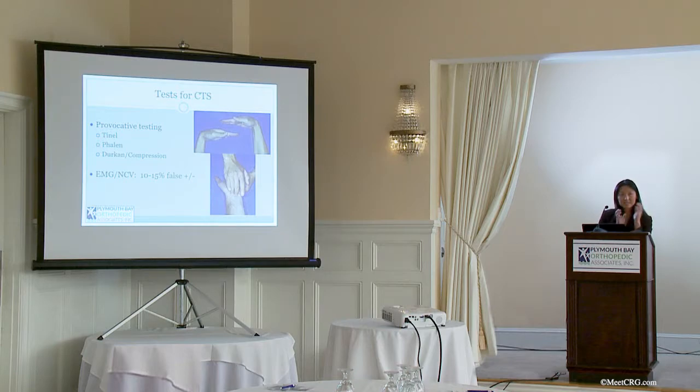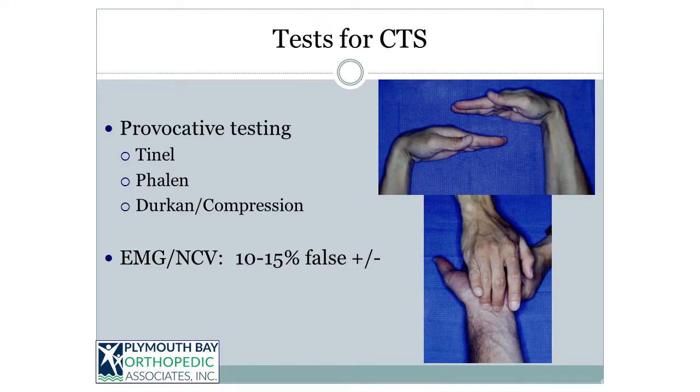So office tests for carpal tunnel are shown here. So Tinel test is really tapping on the carpal tunnel to see if that causes a zing into your fingers, and that's a sign. Phalen's is the top picture here, and that's really hyperflexion of the wrist. And what that does is it increases the pressure in the carpal tunnel. So if that causes symptoms, then it's suggestive of carpal tunnel.